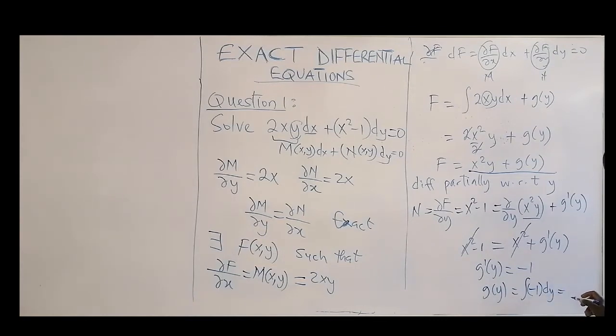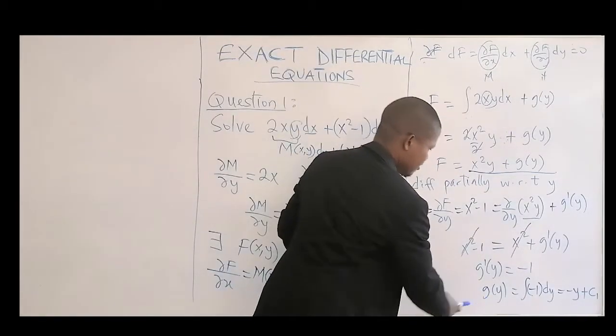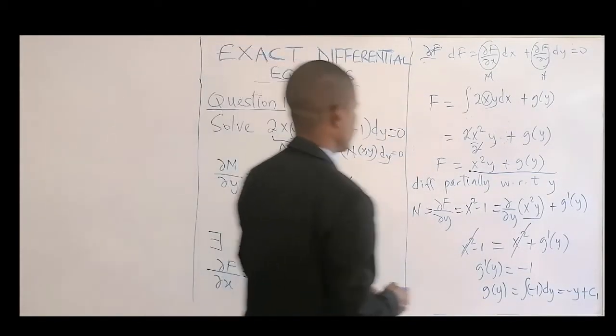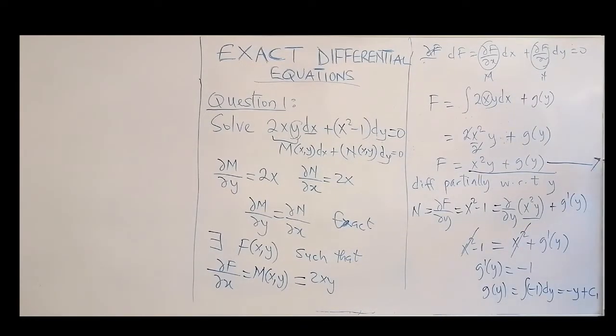Okay, and that will be equal to what? Minus y plus c. You can call this one c1 minus c4. We've gotten the g of y. So the next thing to do now is to go back to here, okay, and substitute your g of y.